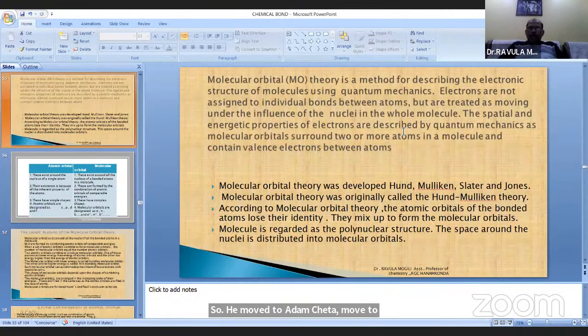So all the electrons are influenced by all the nuclei present in a molecule. So this is called a molecular orbital.